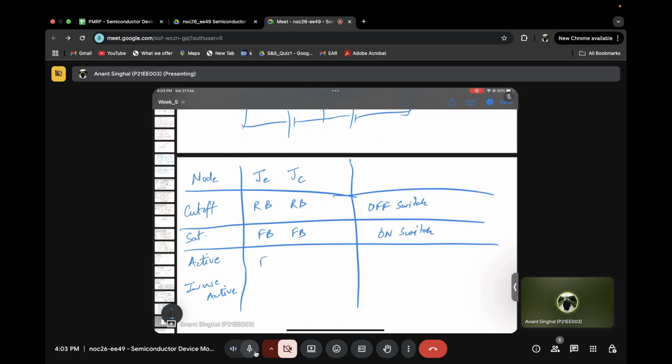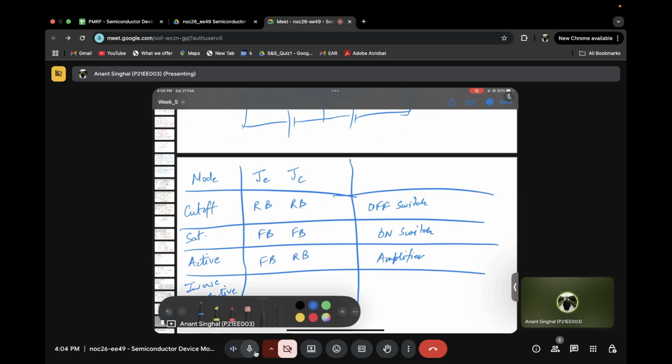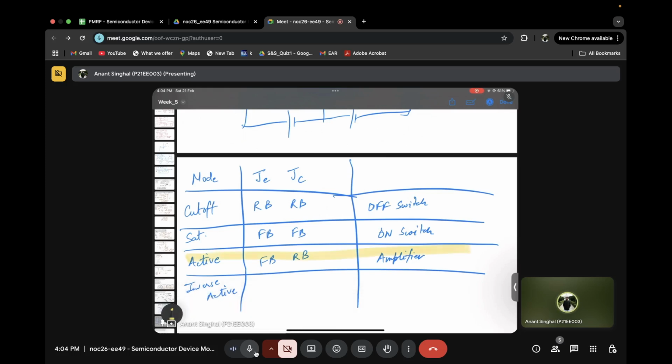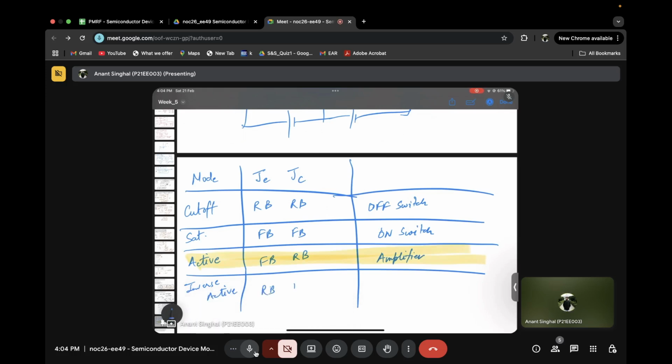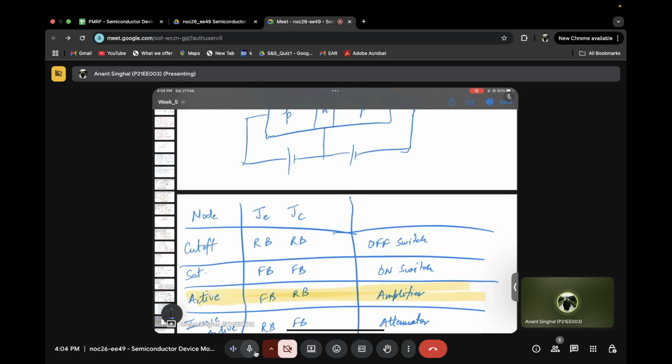If your emitter junction is forward biased, that is VBE is forward biased, and VBC is reverse biased, then it is an amplifier. This is the most important region, which we use for amplification. And inverse active is this, and it acts as an attenuator. That means it is actually reducing the gain. These are some of the very basics of BJT.